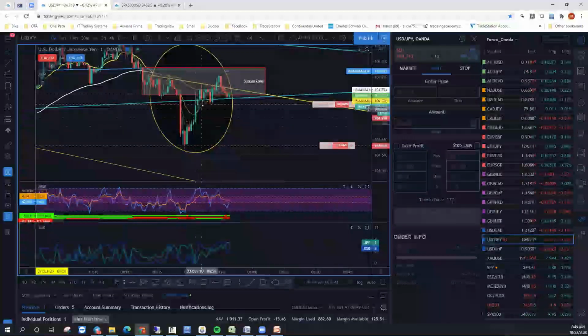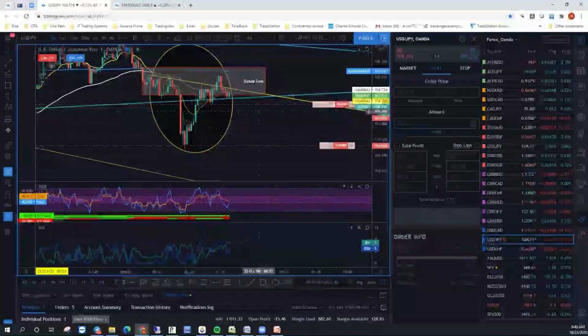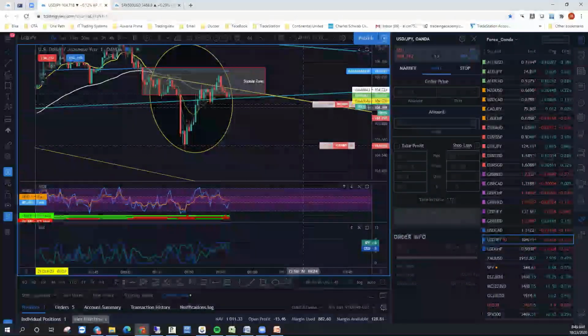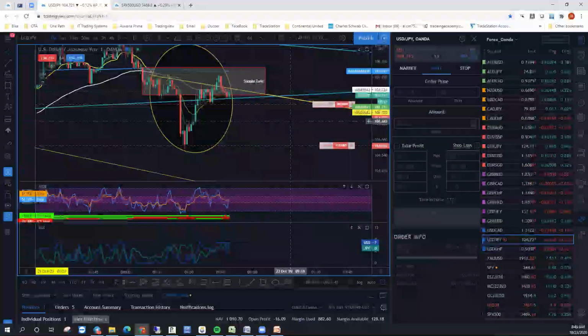This was kind of a strong move up, so actually I want to see a break. Let's see, it broke that one, that one, that one. Let's see.